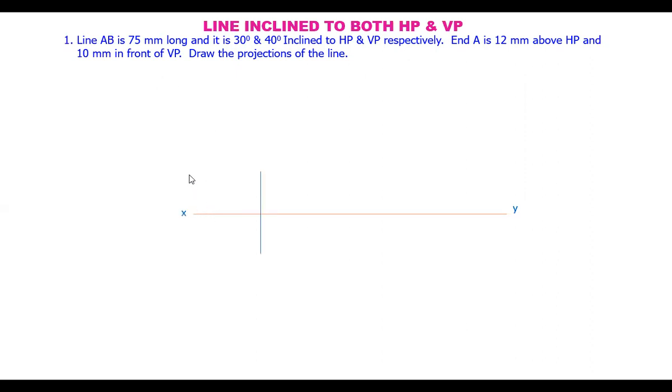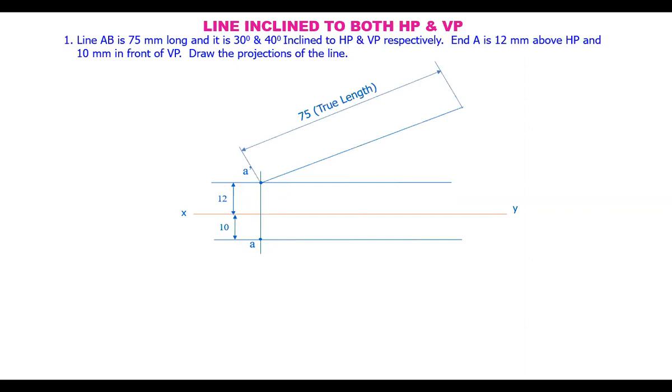Take the reference line. We have drawn a reference line for projector here. 12 mm above HP. That means this is 12 mm. A dash is marked. 10 mm in front of VP. On the same projector at a distance of 10 mm, we mark the point A here. So we got A.